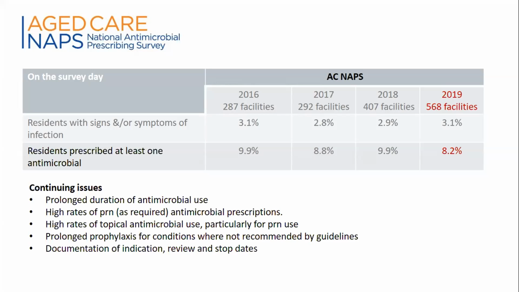There are also no strong indications that antimicrobial use by our aged care facilities has improved since 2015, when ACNAPS was first conducted. Issues of concern continue to be prolonged duration of antimicrobial use, high rates of PRN (as required) antimicrobial prescriptions, high rates of topical antimicrobial use, particularly for PRN use, prolonged prophylaxis for conditions where not recommended by guidelines, and no or limited documentation of indication, review and stop dates.